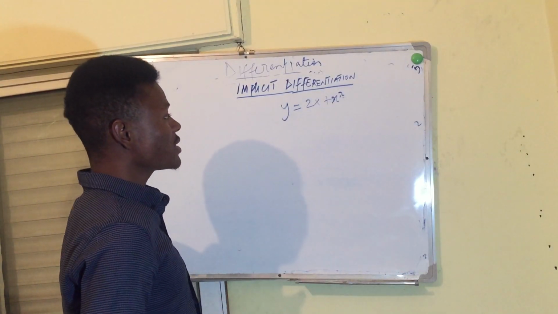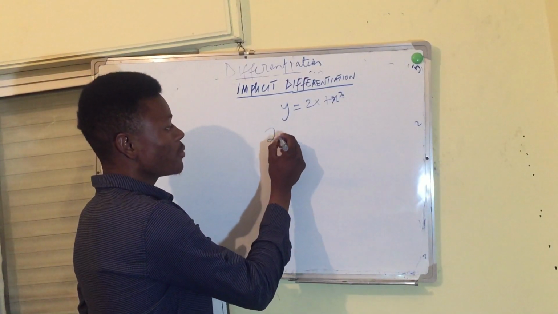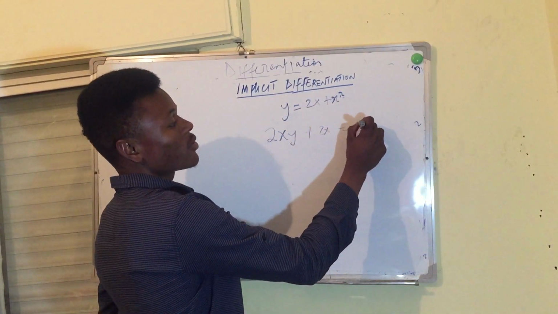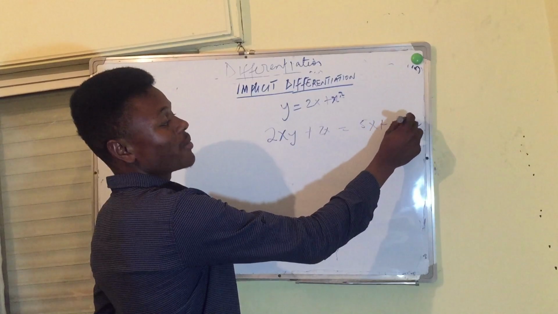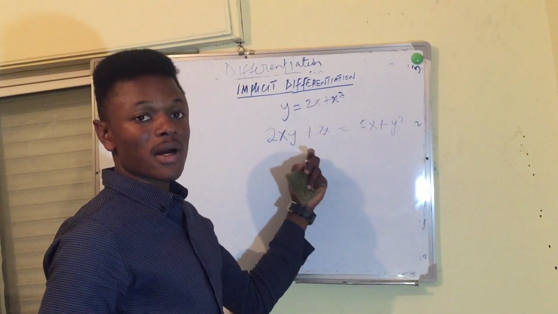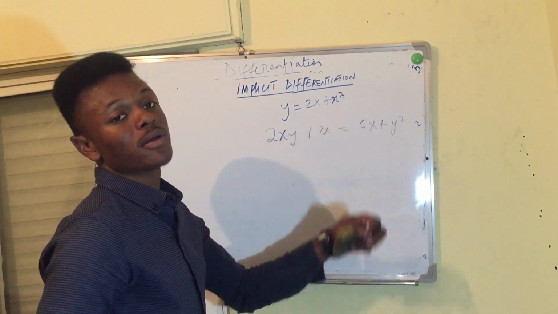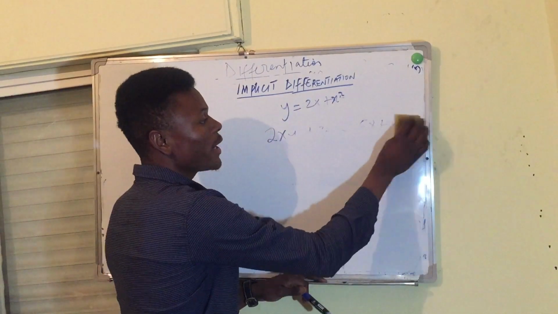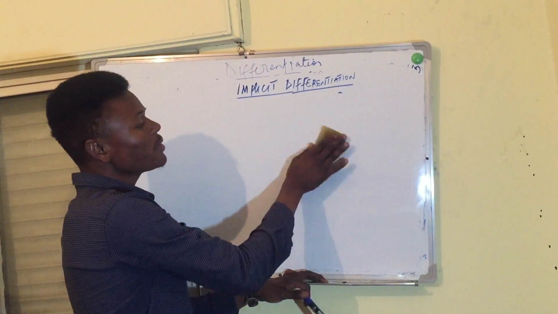Amma implicit function shine in form of, for example, nan kana da 2xy plus 2x maybe equals to 5x plus y square maybe. Y ta appearing ba so ɗaya ba aside ɗin wani equation. Okay? So wannan implicit kenan. So the same way ne za mu yi amfani da shi.